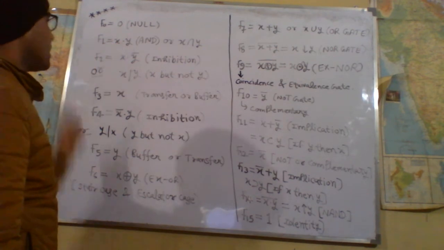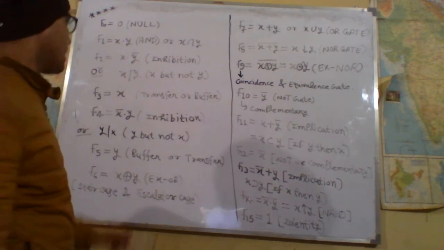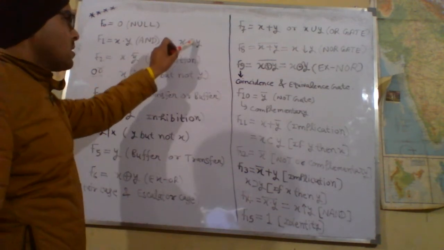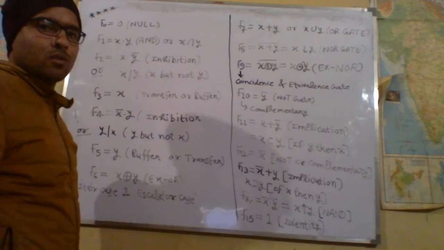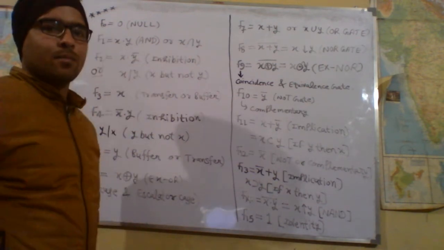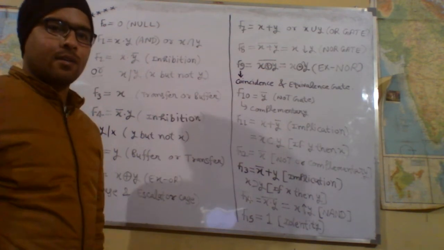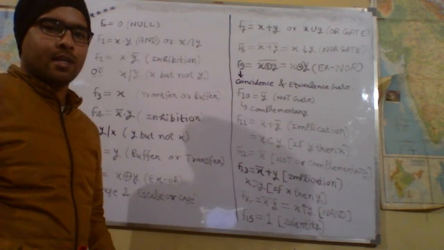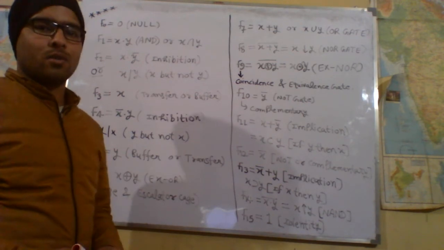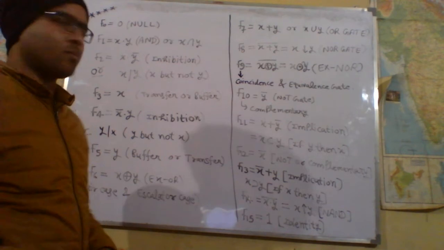This is the representation of AND gate, and we can also represent like this: x and y. This is also called x intersection y or x and y. This is the second representation of AND gate, and we have already seen the truth table for AND gate. In this case, we multiply the variables, and whatever input we are giving, accordingly we will get output.